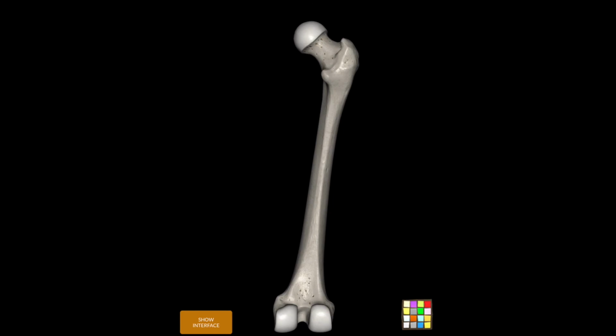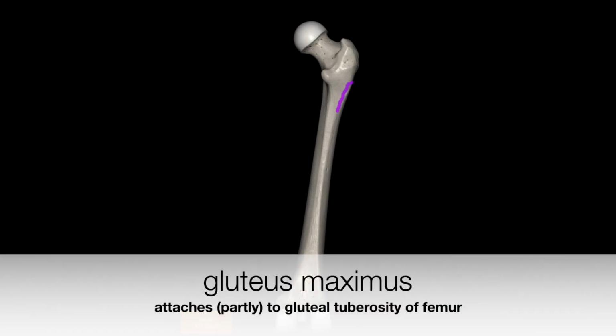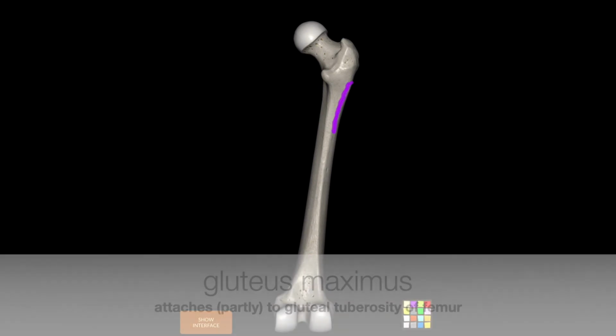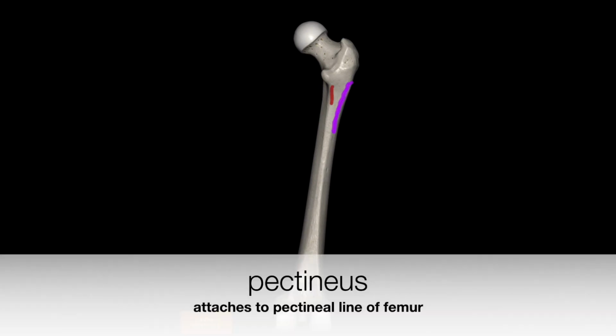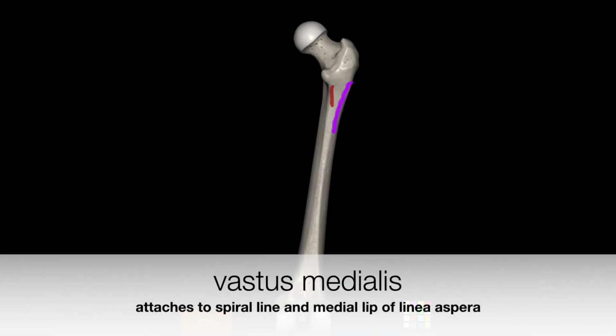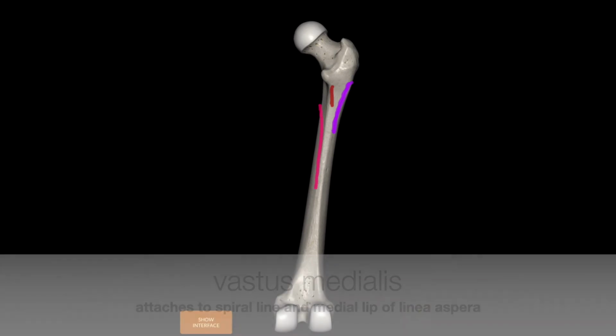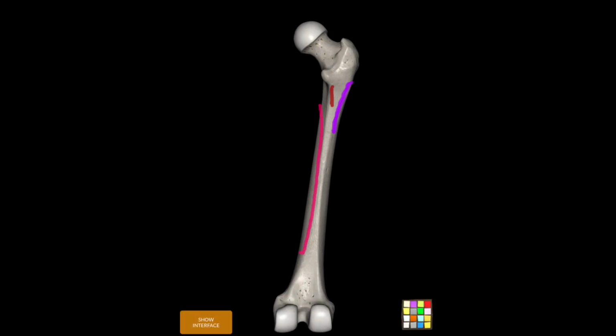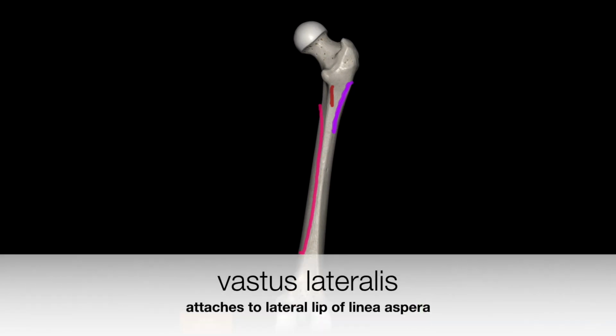In addition to the muscle attachments I've already mentioned, many muscles attach to the linea aspera on the posterior aspect of the femur. We've already mentioned gluteus maximus attaching to the gluteal tuberosity, pectineus attaching into the pectineal line, and the spiral line is the site of attachment of the most medial of the quadriceps femoris muscles, which is vastus medialis. So it blends in with the medial lip of the linea aspera. The most lateral attachment is for the most lateral of the quadriceps muscles, so they wrap around the shaft of the femur, and so that is vastus lateralis.